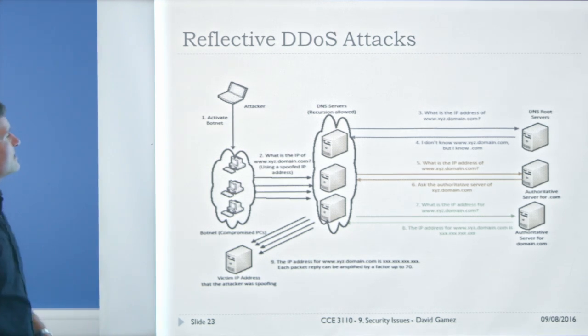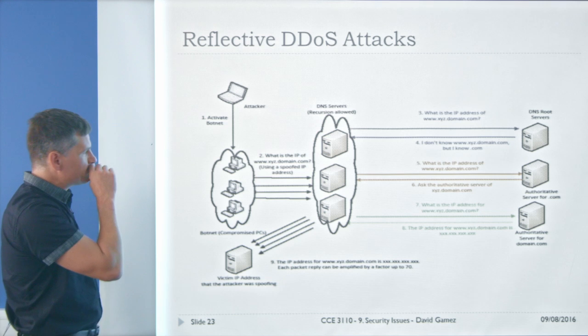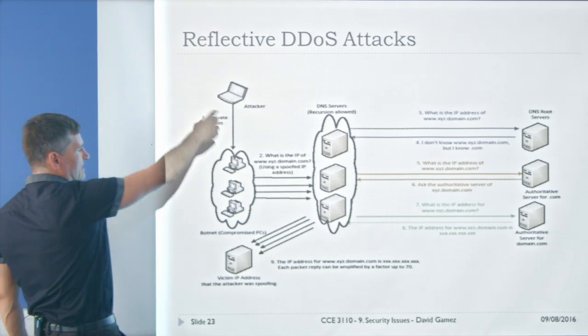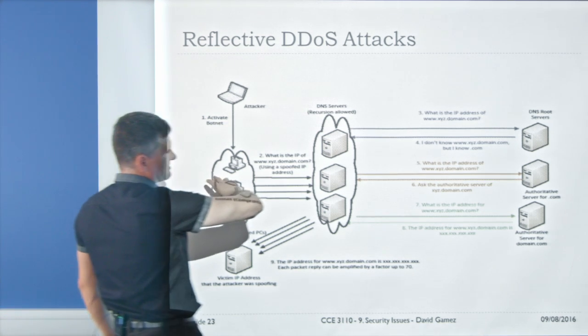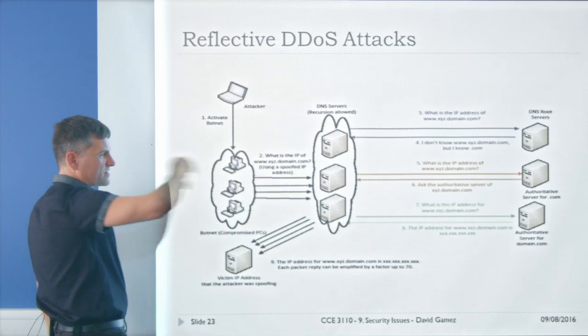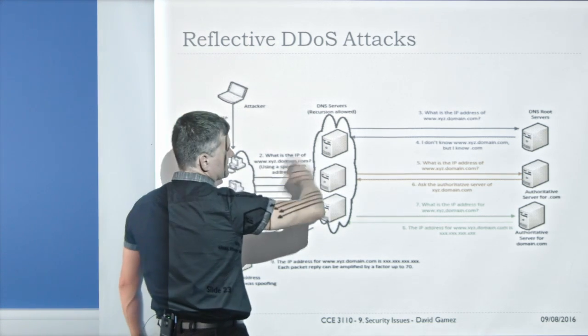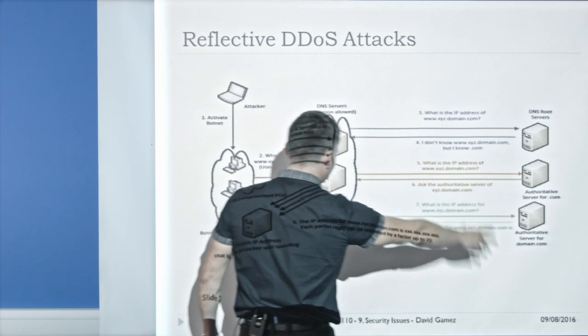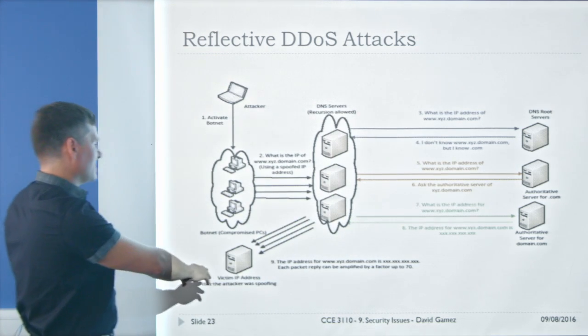So you used to be able to do this, I don't know if you still can, on the DNS system. So here we have the attacker, here we have the botnet, and so you have like an IP lookup request. So you send that to the DNS servers, and they do all the kind of recursive query stuff, and then reply with the IP address.